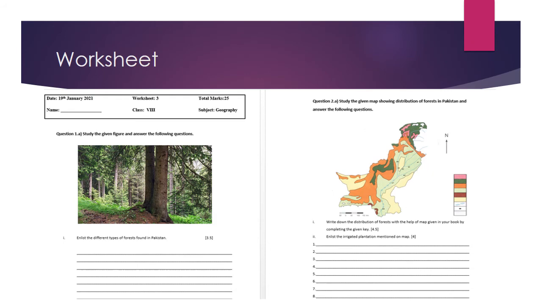Then question number 2 is about the given map, that is the map of Pakistan. Part 1 is write down the distribution of forests with the help of the map given in your book by completing the given key. So this map is also given in your book. You will complete the key with the help of the book as well as the video lesson. Like pink color is alpine forest, green color coniferous forest, and so on. You will continue with the same pattern.